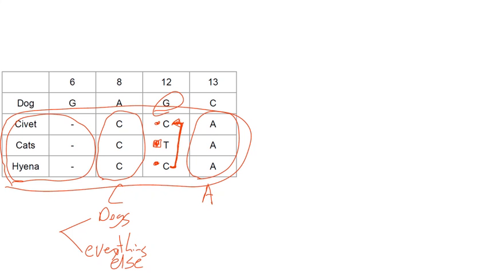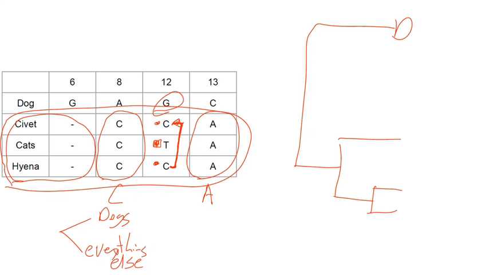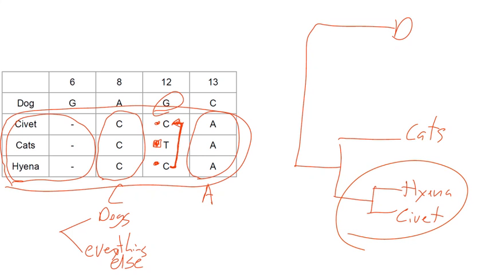So let's draw out, if we just had access to these data, let's draw out what the tree would be. So we have dogs up here. And then we have civets and hyenas share a trait there. So we're going to put them together and then put cats here. So we've actually put hyenas and civets together in a clade based on these data.